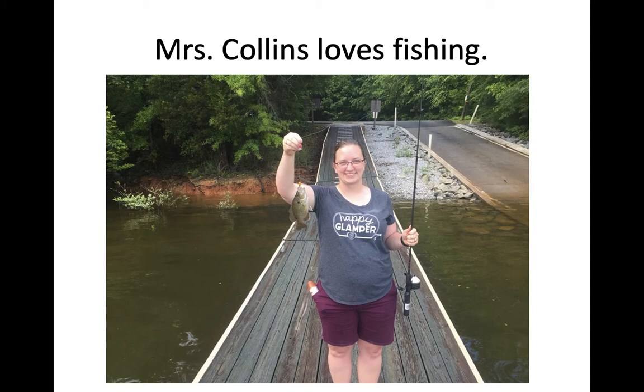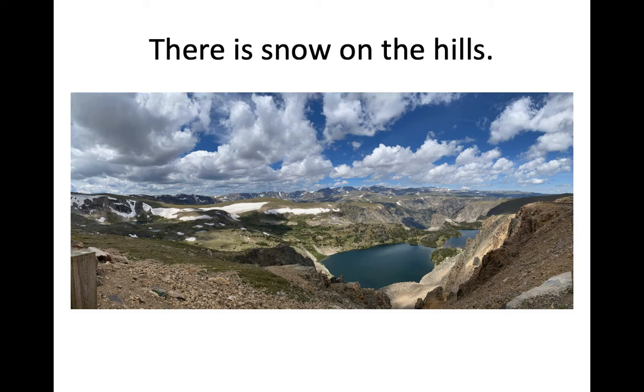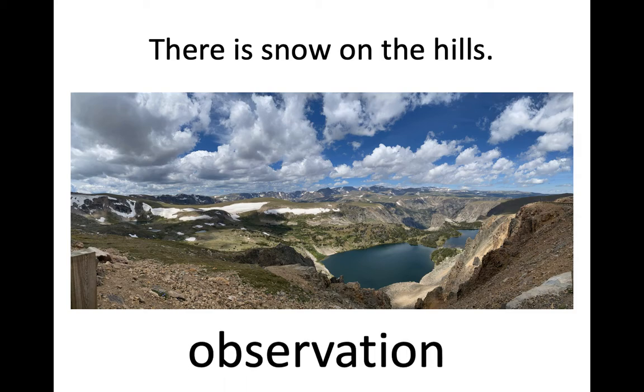Mrs. Collins loves fishing. Is that an inference or an observation? That is an inference. We see that Mrs. Collins caught a fish in this picture. However, we don't know if she loves fishing. Just because she's smiling in this picture, we could say that she's just smiling because someone's taking her picture. It doesn't necessarily mean she loves fishing. So because that is a guess, that's going to be an inference. There is snow on the hills. Is that going to be an inference or an observation? That's going to be an observation. We can look at this picture and see that there is still snow on these hills.